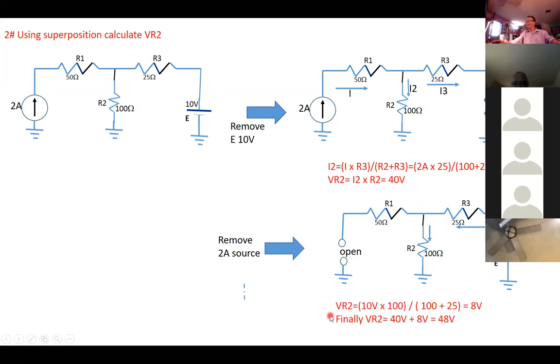Okay, so VR2 equals 10 times 100 divide 100 plus 25. You get 8 volts. And finally, you add the 2 voltages for VR2. 40 volts plus 8 volts, 48 volts.